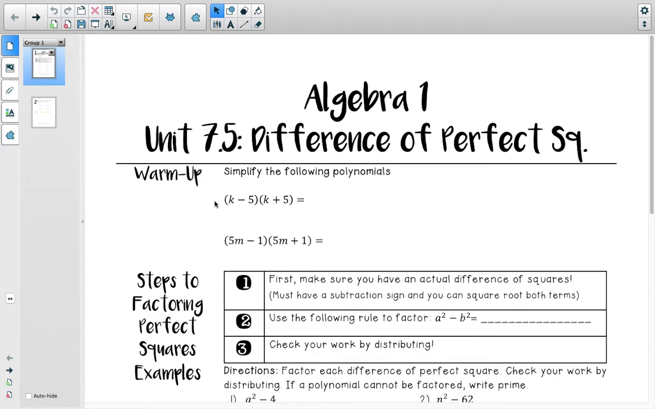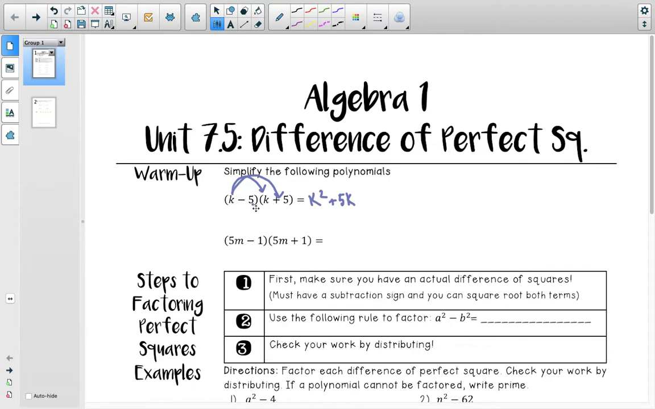All right, this lesson is for anybody that, again, was absent or just needs a refresher on factoring difference of perfect squares. So let's go ahead and do the warm-up, and we're going to do the FOIL method. So we're going to take k times k, which gives you k squared, and then k times 5 gives you 5k.